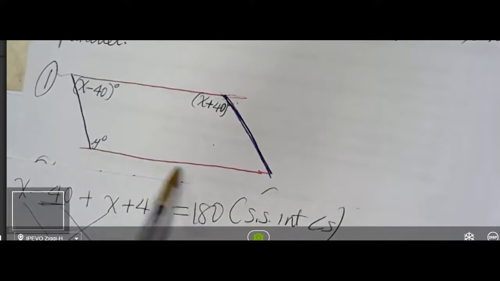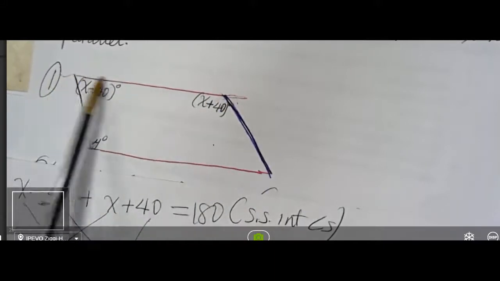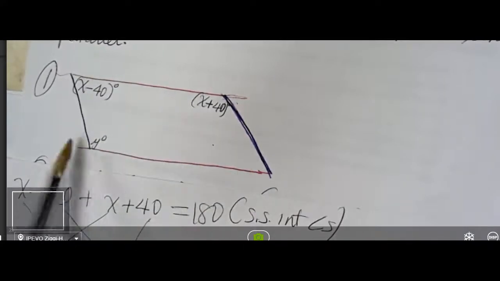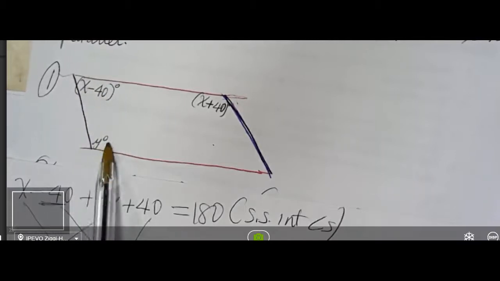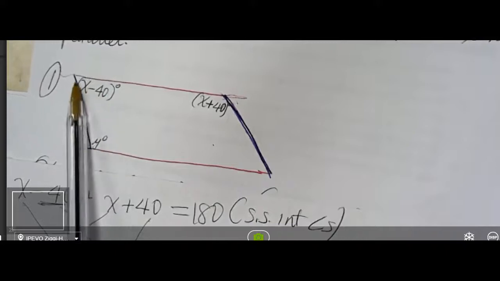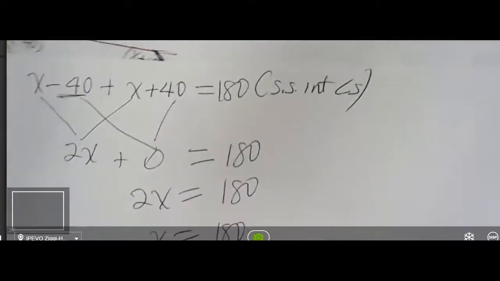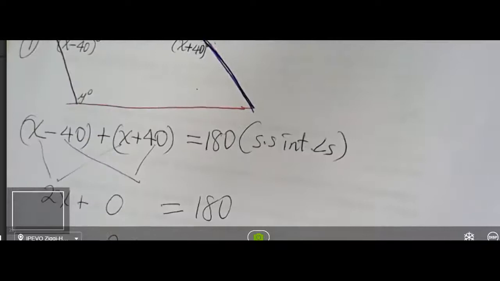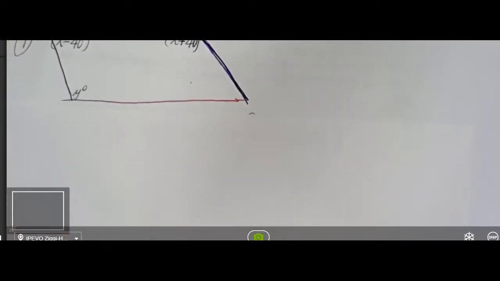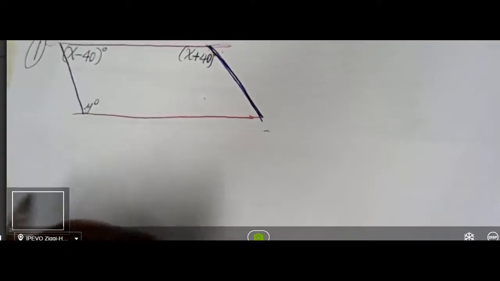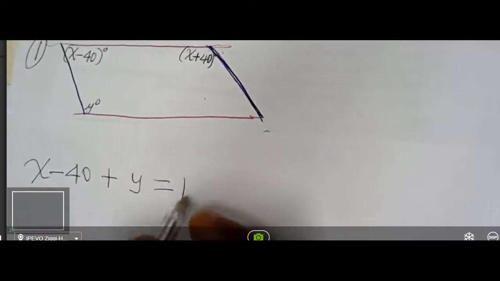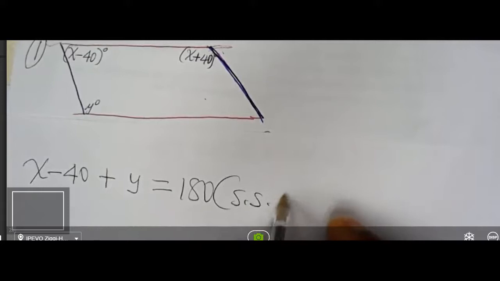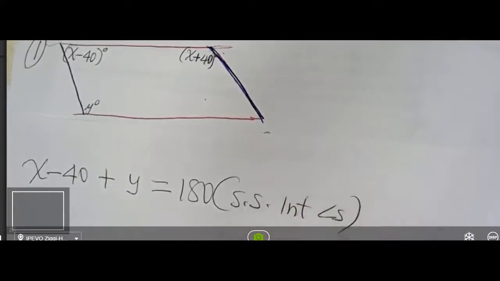Okay, then let's consider the red lines. If the red lines were parallel, then this blue line will be transversal. And again, we notice that this angle and y are on the right side of this blue line. So we use same side again. So we can say angle x minus 40 plus angle y is equal to 180, because same side interior angles are supplementary.